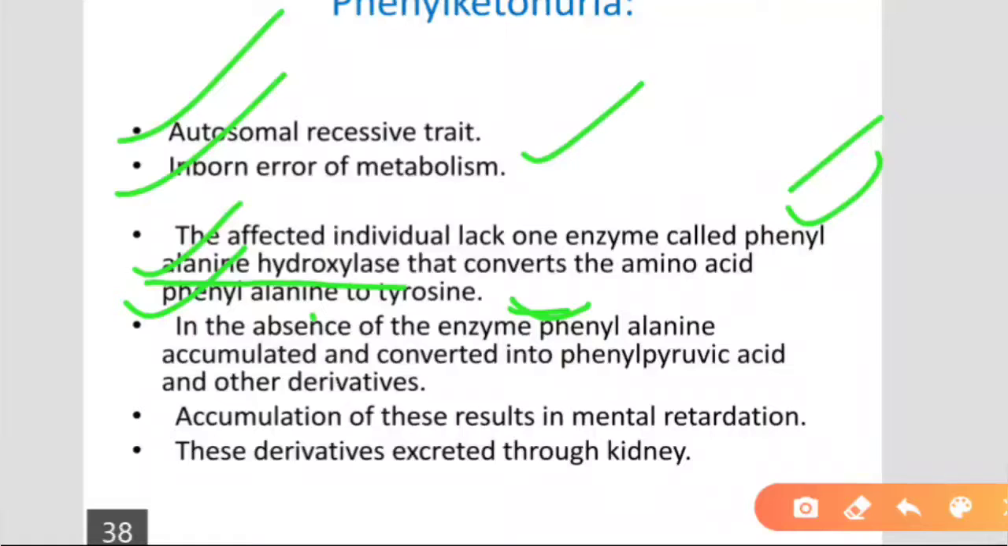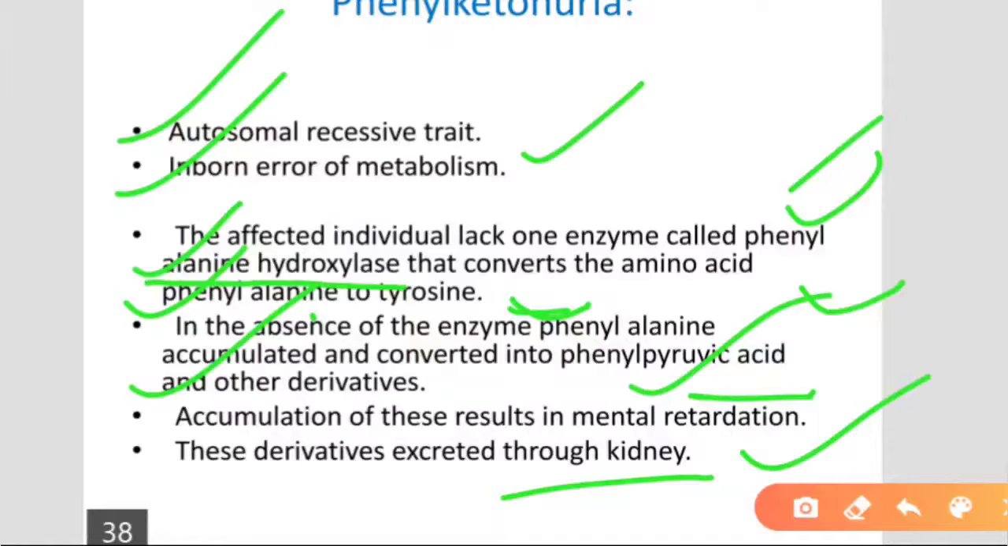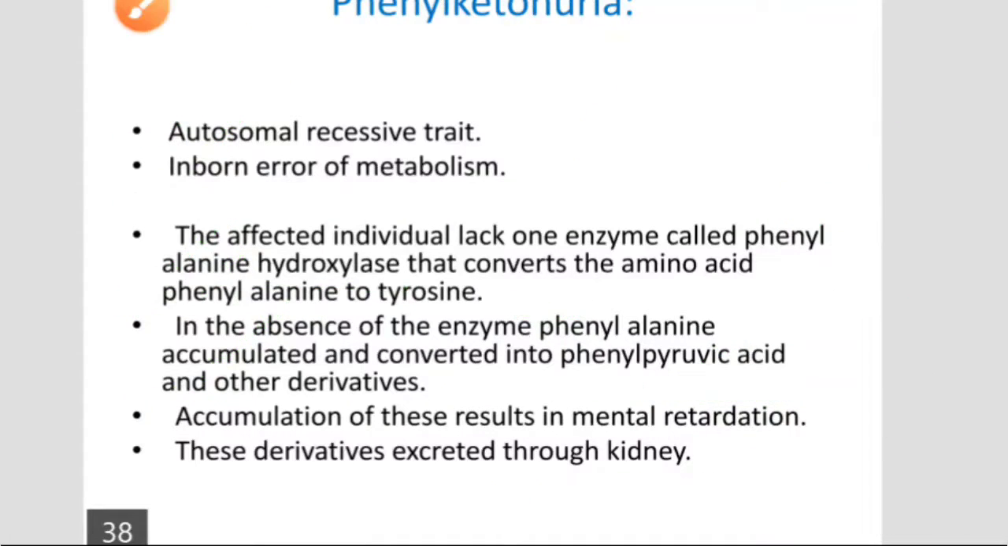accumulate and be converted into phenylpyruvic acid. That means it accumulates in the form of acid and other derivatives. Accumulation of these results in mental retardation. These derivatives are excreted through the kidney.